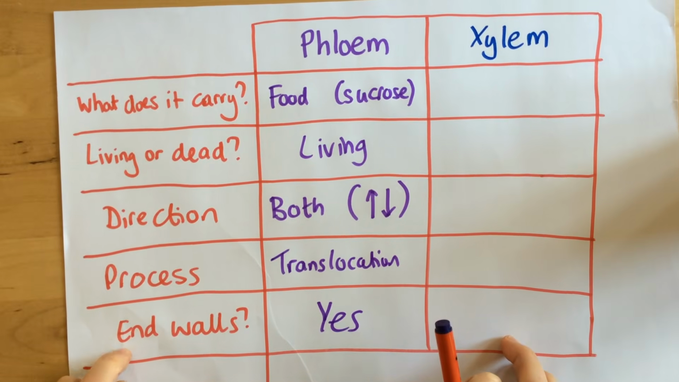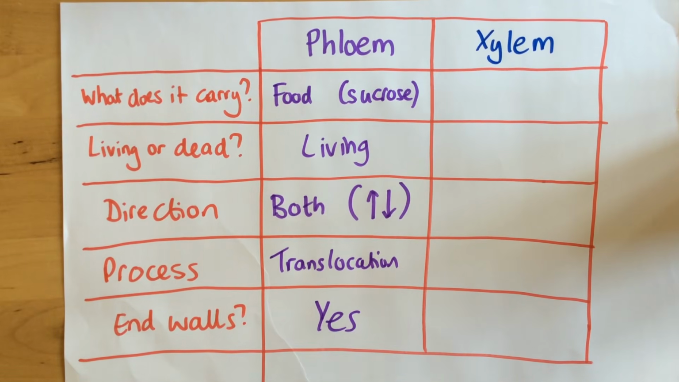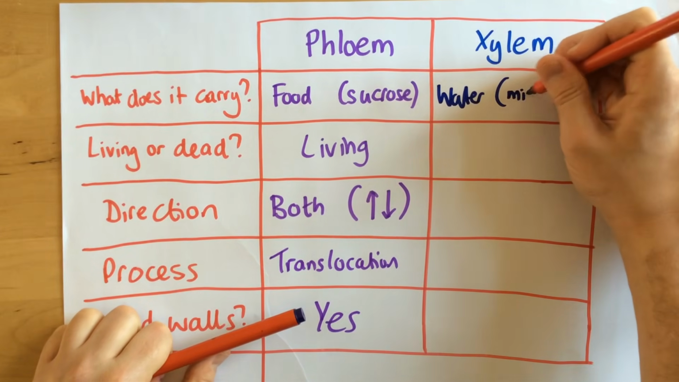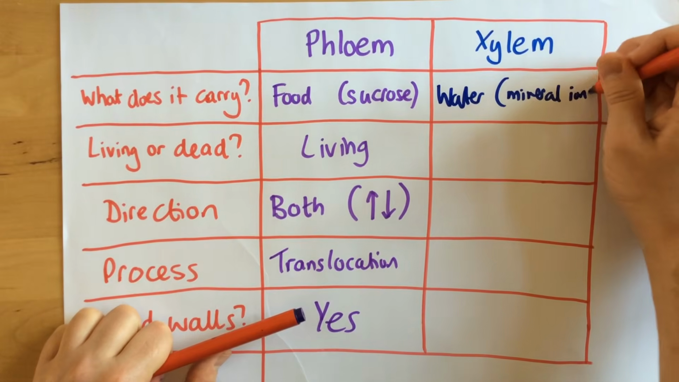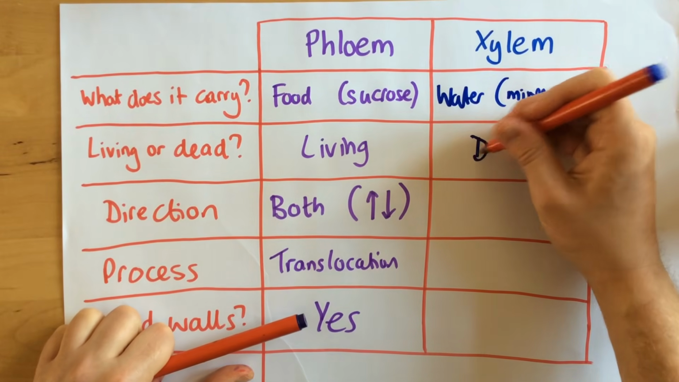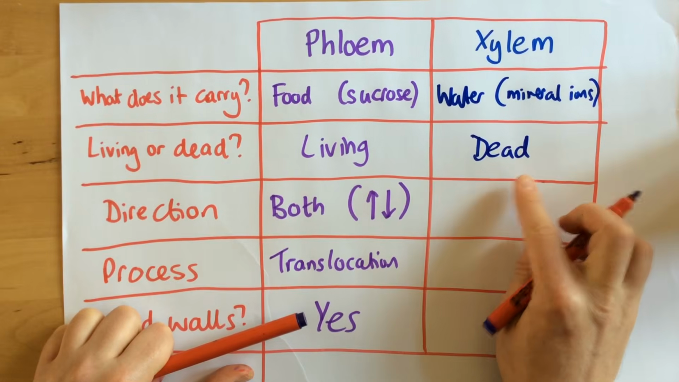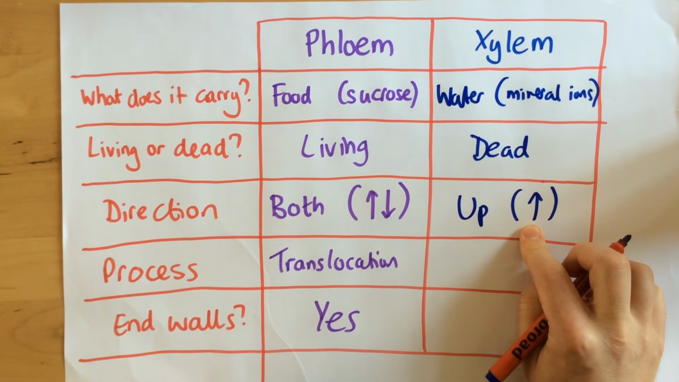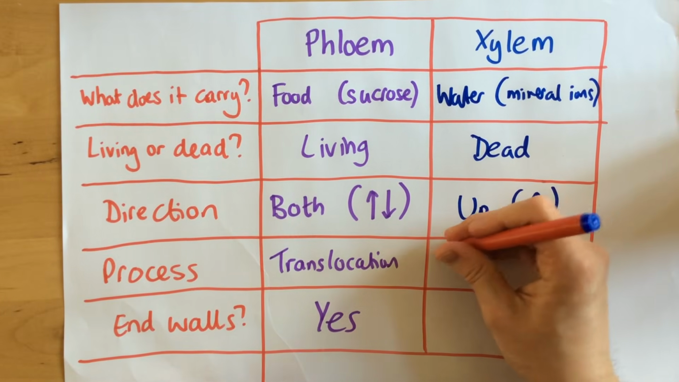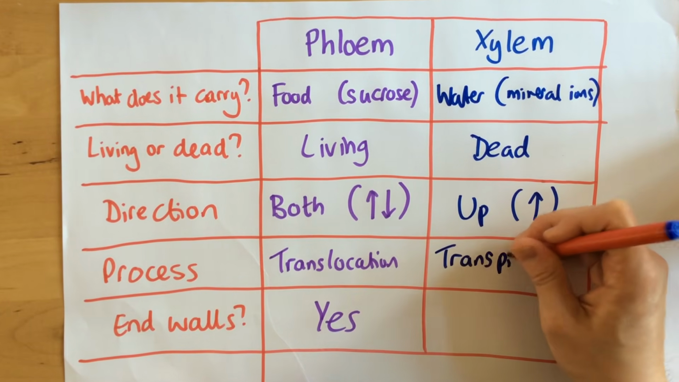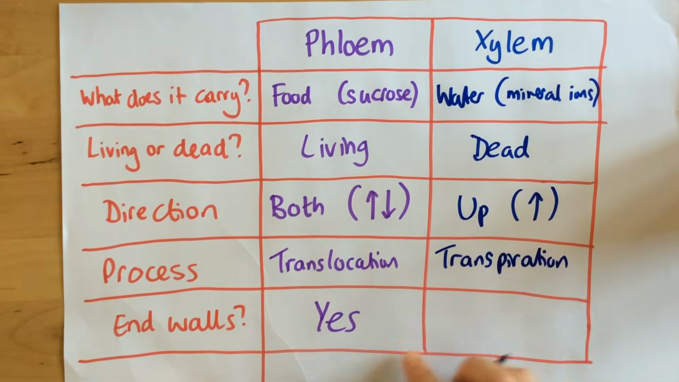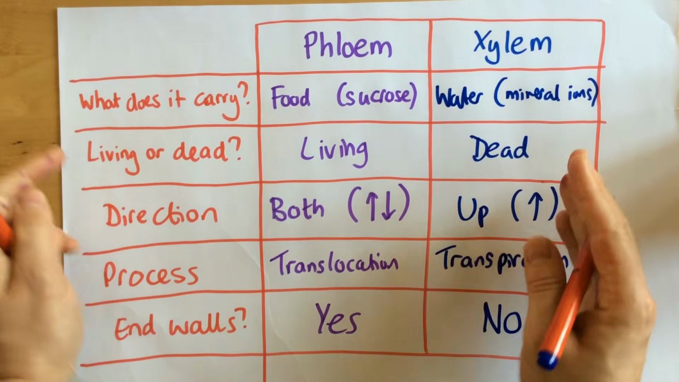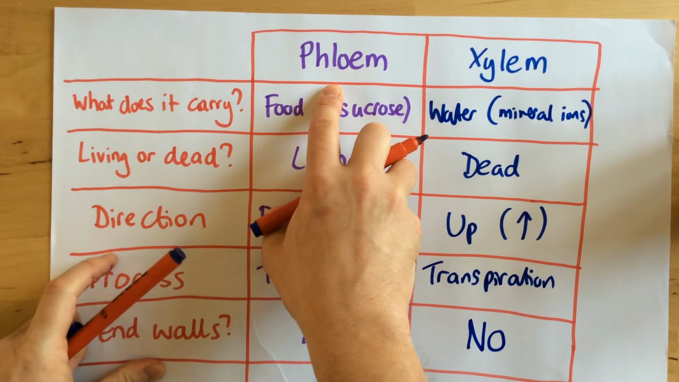Yes. So conversely, if we were to look at xylem, what does it carry? Water and mineral ions, which are dissolved within the water. Is it living or dead cells? Dead cells. Direction. Now, remember, the xylem only transports the water up, like a straw. The process is transpiration. And finally, does it have any end walls? The answer is no. So that, guys, is a nice summary of phloem and xylem.